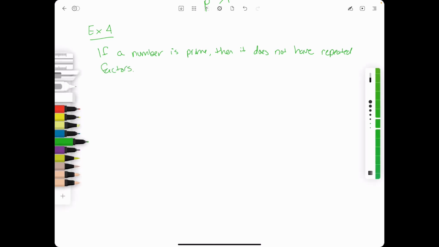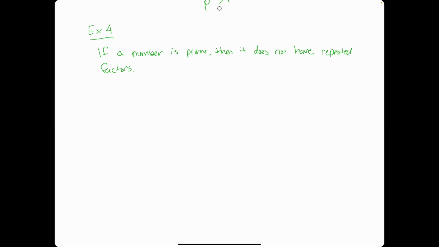And for the sake of clarity, I'm going to change colors here. So the second conditional is this. If a number does not have repeated factors, then it is not a perfect square.